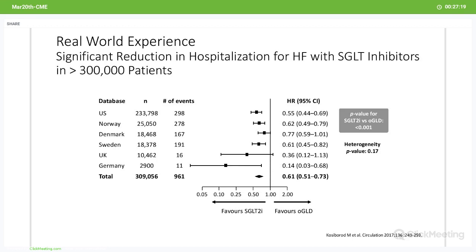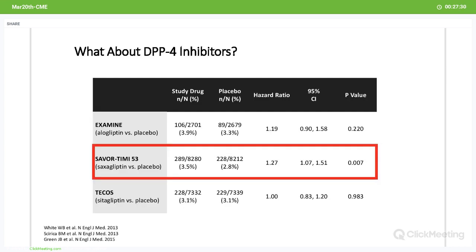And that shows an unequivocal reduction in heart failure hospitalizations, up to 40%, or 39%, when you're looking at the countries involved in the study. So I think very convincing evidence, such as it is, that we can prevent heart failure or reduce heart failure exacerbation at least. So what about the DPP-4 inhibitors?